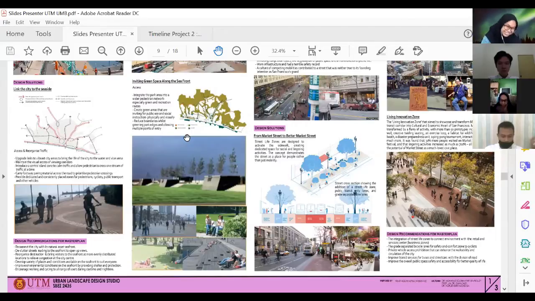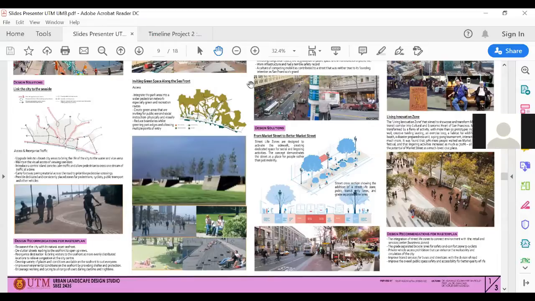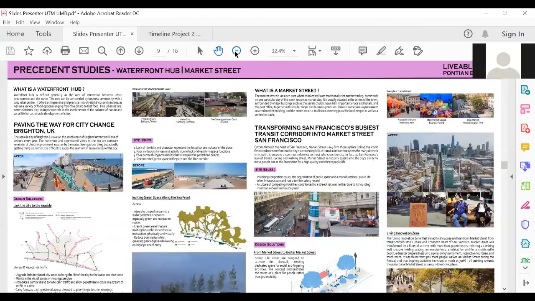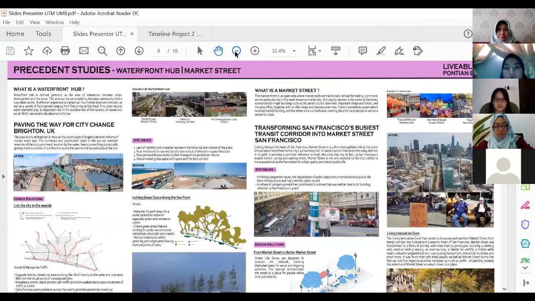And then the second case study next is Market Street, San Francisco, whereby Market Street in San Francisco has a similar issue as Pontian, inhibiting congestion issues and the degradation of public space and other issues also.